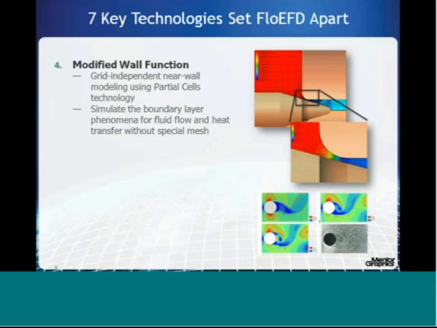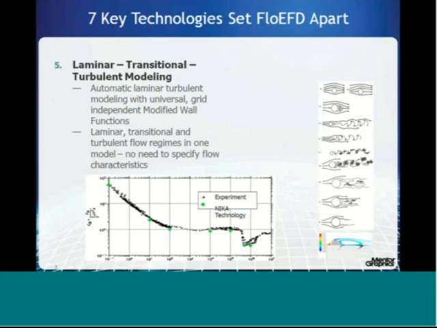The seventh key technology relates to the way that FloEFD handles the transition between laminar and turbulent flow. Unlike traditional CFD codes, FloEFD doesn't require you to input specific information in order to simulate transitional flow characteristics because it supports laminar, transitional, and turbulent flow automatically and within the same model. So you don't need to worry about finding where or if the flow characteristics change within the model. The software takes care of it for you.